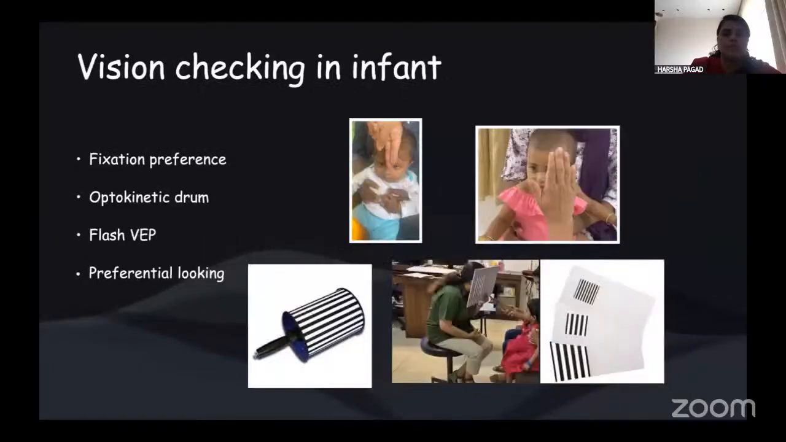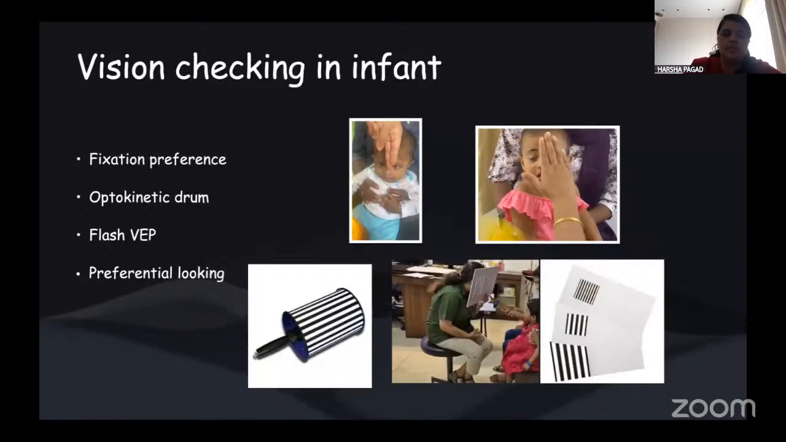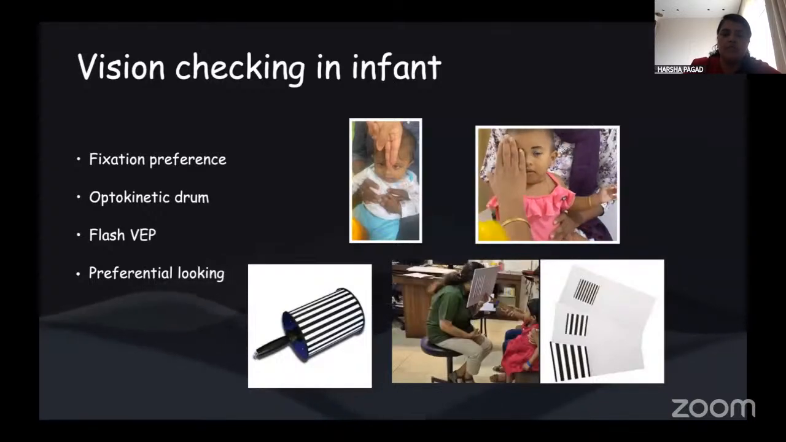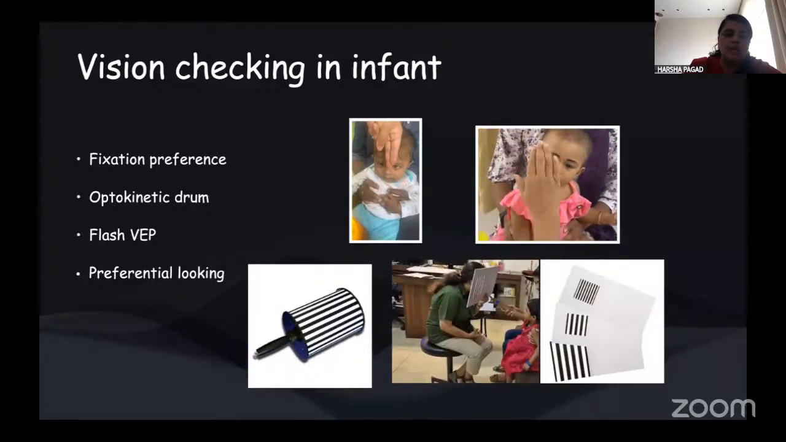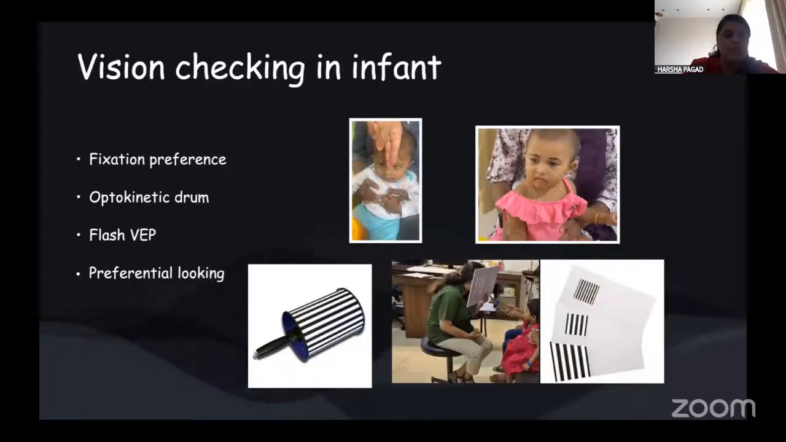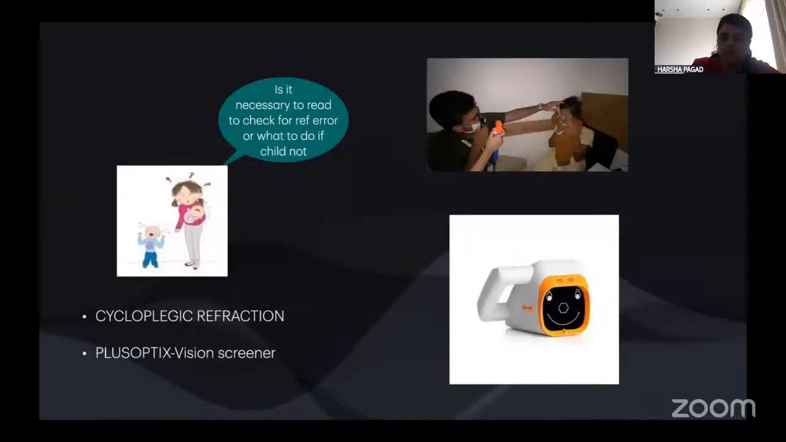So what are we looking at? How do we check vision in these small children? We have something called fixation preference. You can see how the child is resisting occlusion of the good eye and completely okay when we occlude the defective eye. So we have the optokinetic drum, we have flash VEP, we have the preferential looking test, which help us in estimating visual acuity in small children. These are the other tests which we use for estimating visual acuity in pre-verbal and early verbal children.